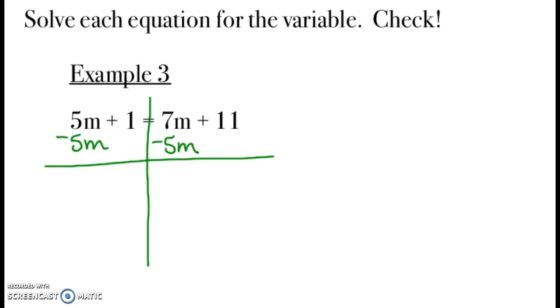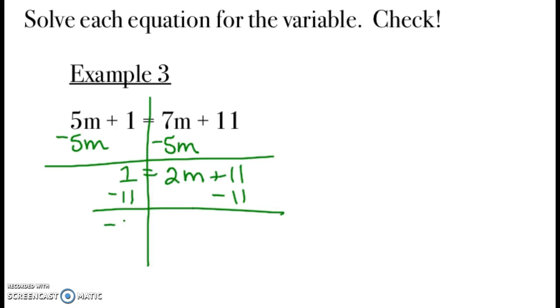When you take away 5m and -5m, that's like terms, they zero out, you're left with 1 equals 7m minus 5m is 2m, and I still have this plus 11. Now this looks a lot simpler, like a normal equation you've done. So I'm going to subtract 11 from both sides, and I get negative 10 equals 2m. I'm trying to get m all by itself. It's being multiplied by 2, so I'll undo by dividing by 2. And then I have negative 5 equals m.